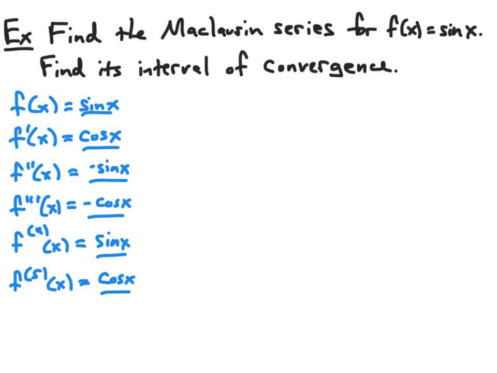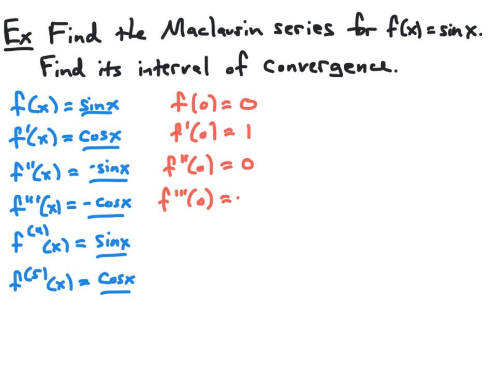We now evaluate each of these functions at x equal to 0, since we have a Maclaurin series, which is about x equals 0. F of 0 will be sine of 0, which is equal to 0. F prime of 0 will be the cosine of 0, which is positive 1. F double prime of 0 will be negative sine of 0, which will be 0. F triple prime of 0 will be negative cosine of 0, which will be negative 1.